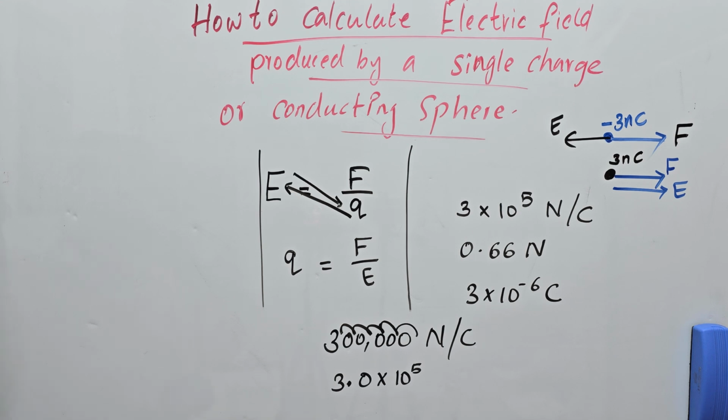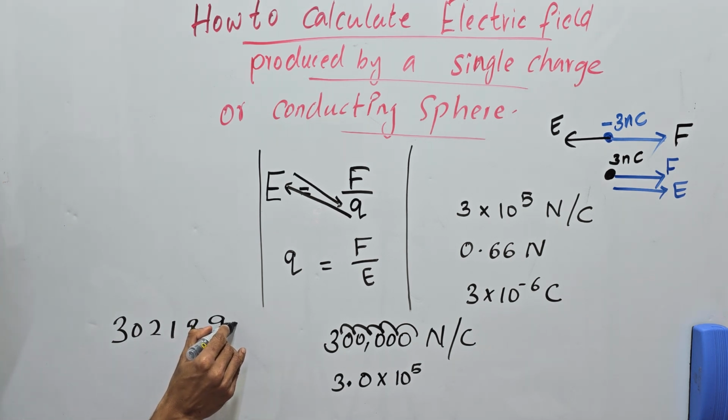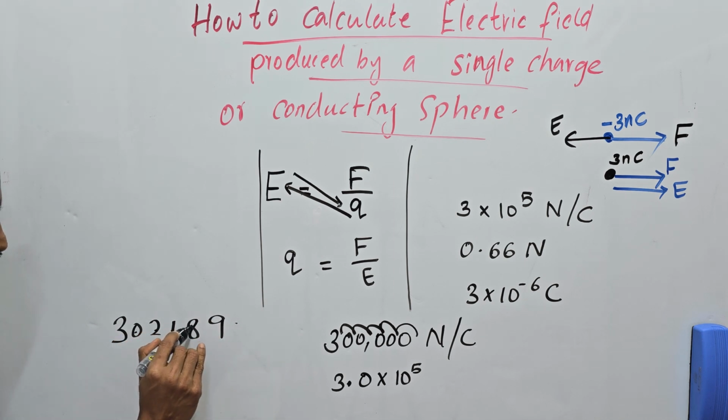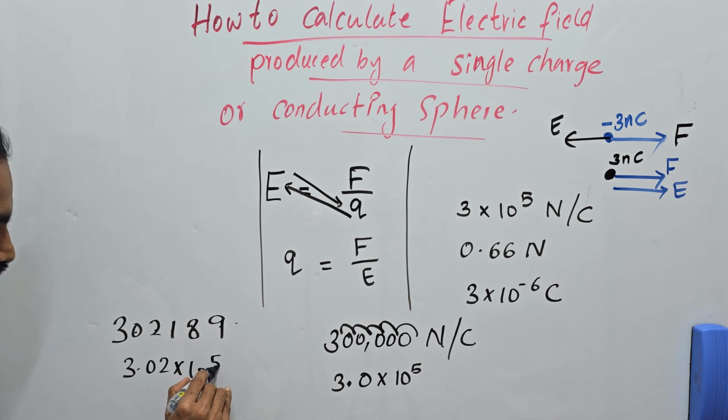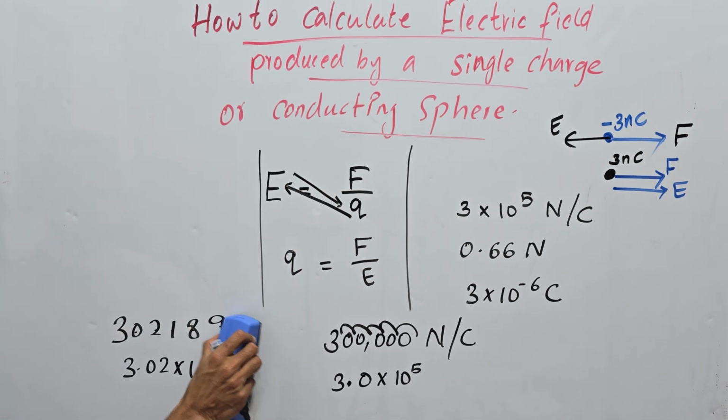Count zeros, but if the number is like this, for example 302189, then after the first digit, count 1 2 3 4 5 places. Very good. So 3.02 times 10 to the power 5. Count the places after the first digit.